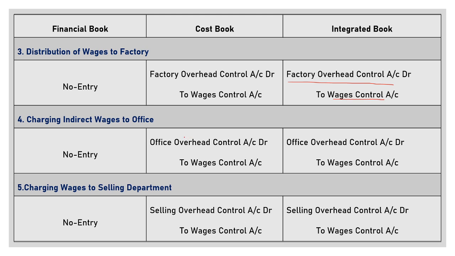When we charge or pay wages to the office department, then our entry is office overhead control account debit to wages control account. And when we charge wages for those workers who are working in the selling department, then our entry is selling overhead control account debit to wages control account. Now when we pay the wages, then wages control account debit to cash account in integrated books, and when we charge wages, that department is debited and wages control account is credited.